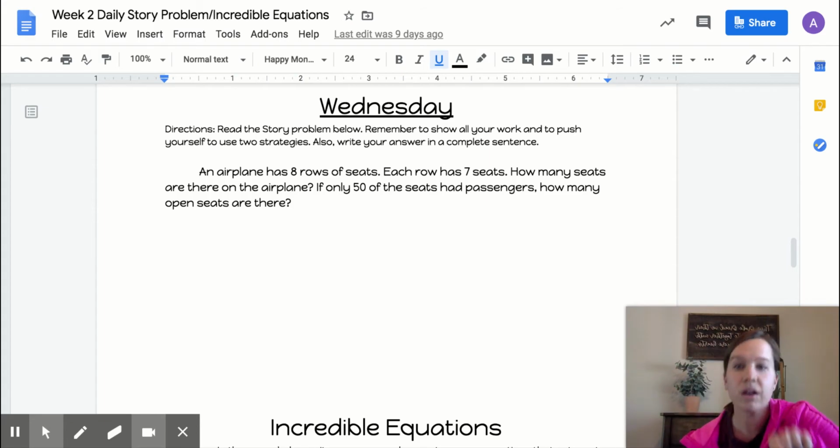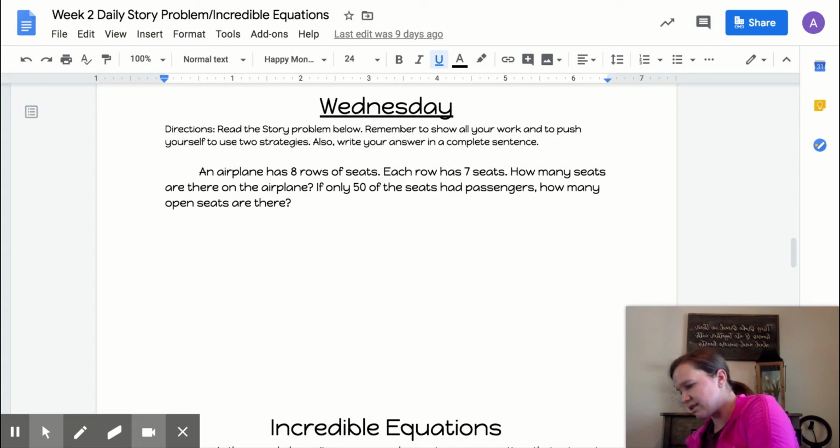But then the second question today, so I probably need to keep this 56, says if only 50 of the seats had passengers, how many open seats are there? Well, if there's 56 seats, and if only 50 of them were full, to find out how many were left, I'm going to subtract. 56 subtract 50.